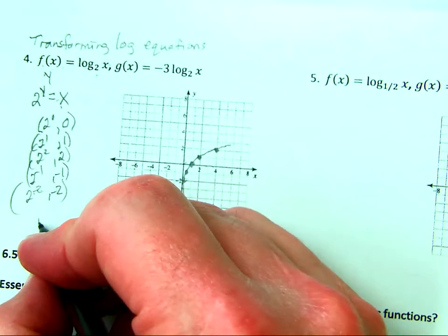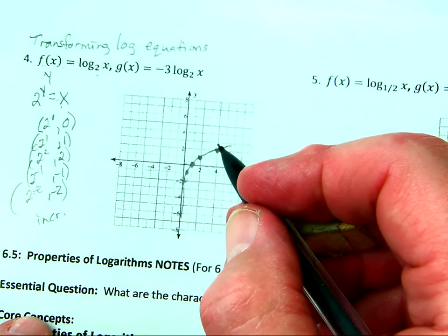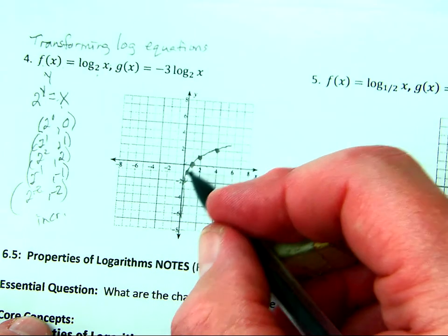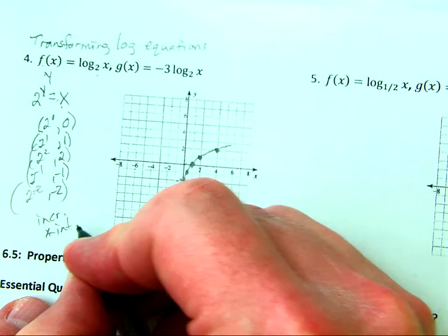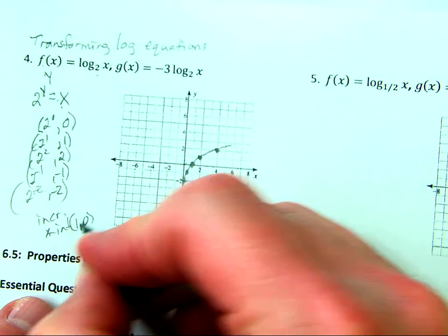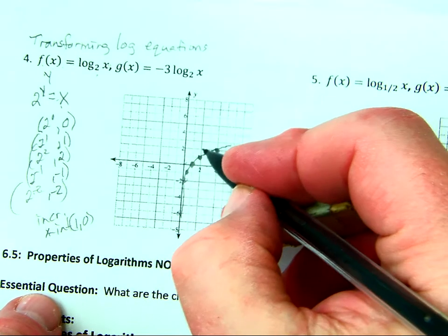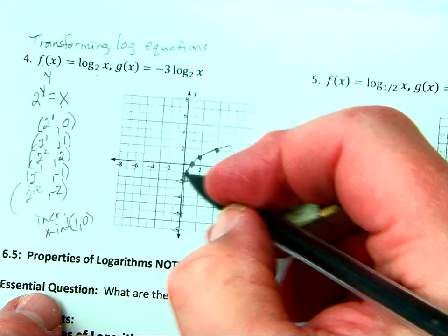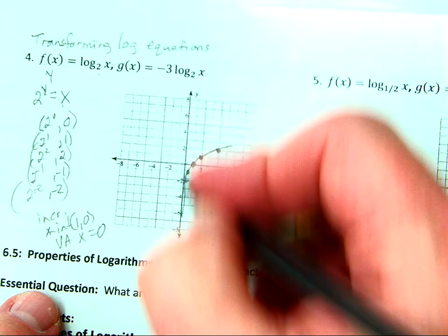So it's increasing. It doesn't have a y-intercept. It does have an x-intercept at 1, 0. Or the x-intercept you could just say is 1. And then it's going to get closer and closer to the y-axis. So this has a vertical asymptote at x equals 0, because that's the y-axis.